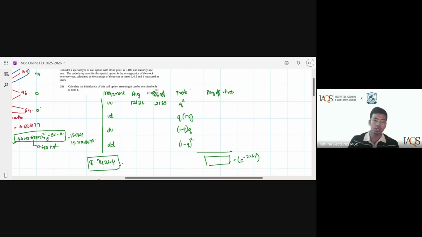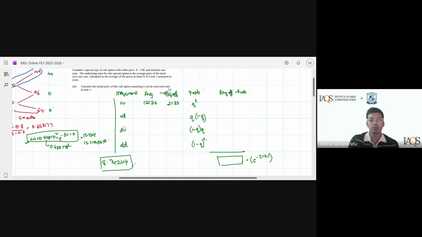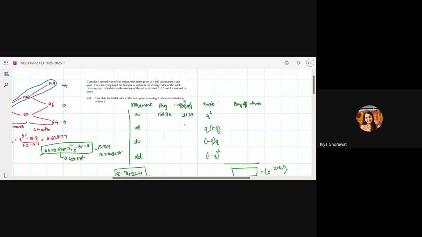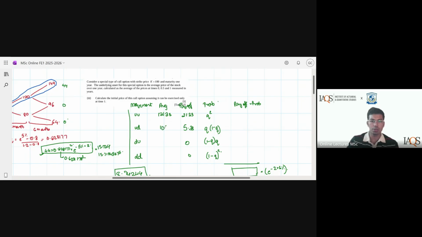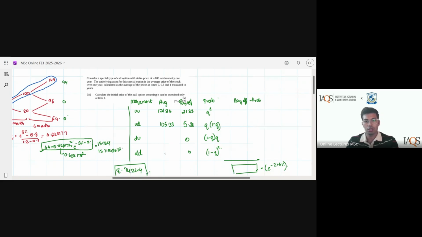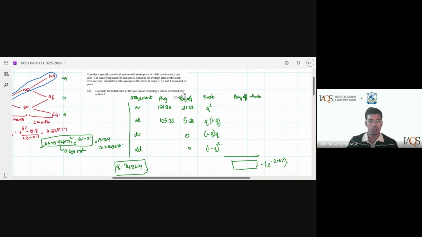What's the payoff in the other cases? 5.33 and 0, 0. So this will be around 5.33. What's the average in the other two conditions? 92, 81.33. Perfect. This should give me somewhere around 8.74.